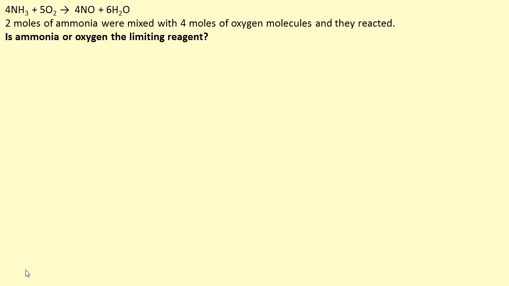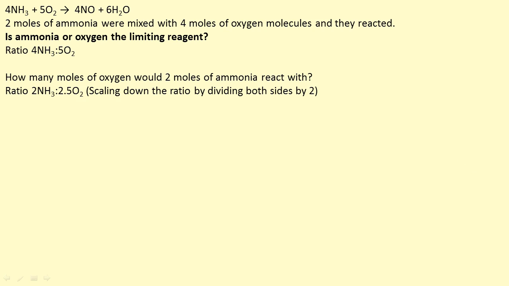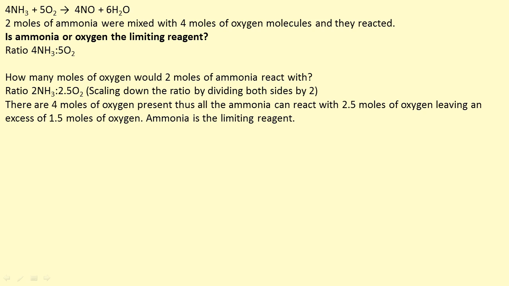Firstly, we can write down the ratio with which ammonia and oxygen react. From our equation, we can see that 4 moles of ammonia react with 5 moles of oxygen molecules. We can take the ratio of 4 moles of ammonia to 5 moles of oxygen and divide it by 2. Thus, 2 moles of ammonia will react with 2.5 moles of oxygen. There are 4 moles of oxygen present, thus all the ammonia can react with 2.5 moles of oxygen, leaving an excess of 1.5 moles of oxygen. Ammonia is the limiting reagent.